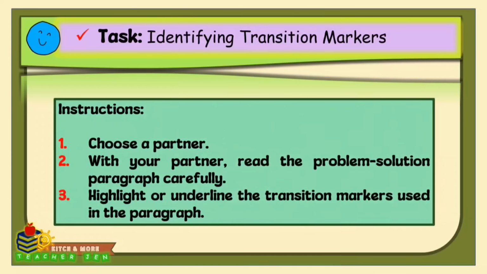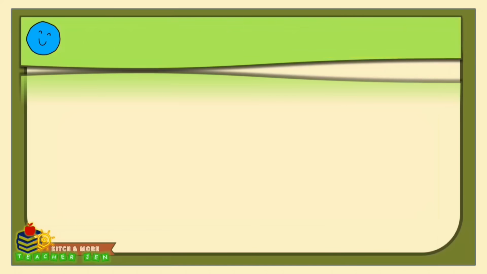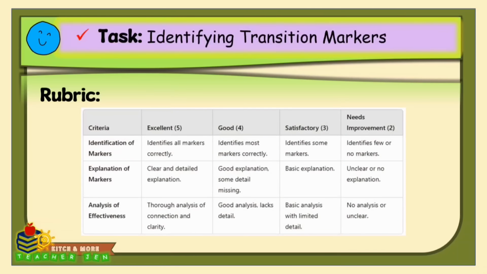I want you to choose a partner. Then, with your partner, read the problem solution paragraph carefully. Highlight or underline the transition markers used in the paragraph. So here is the scoring rubric which will be used to grade you.